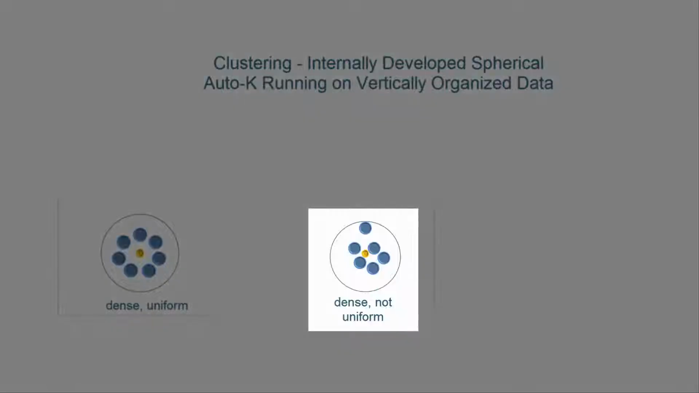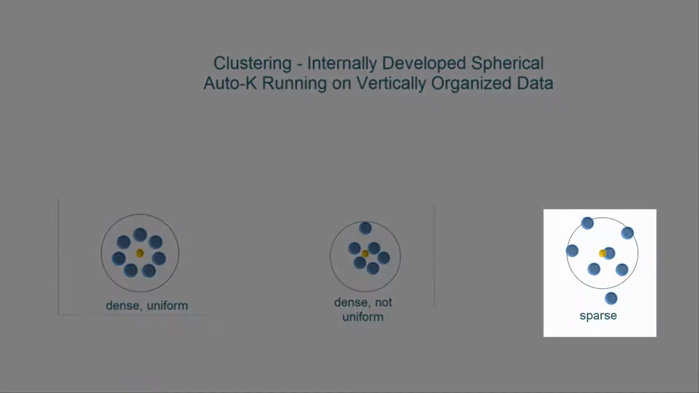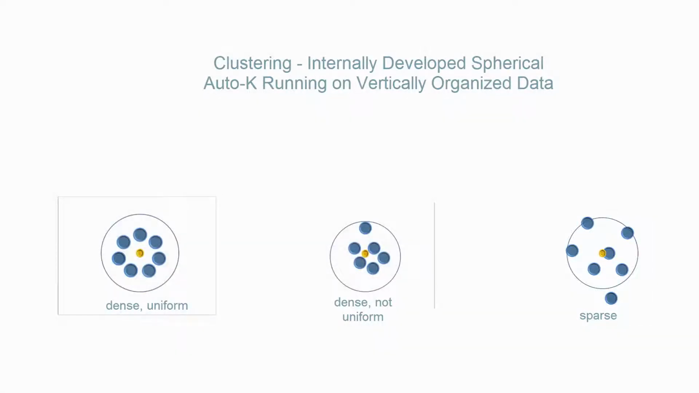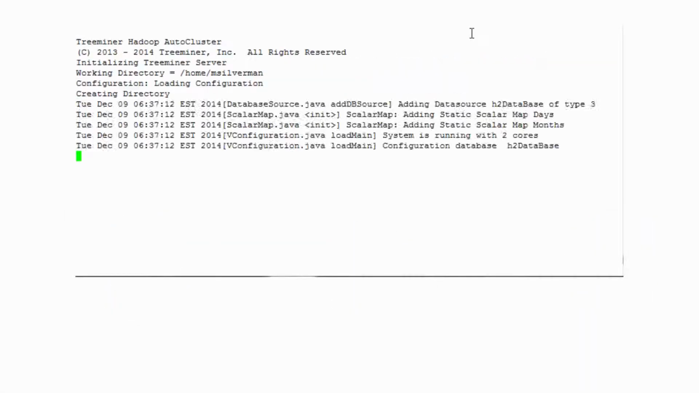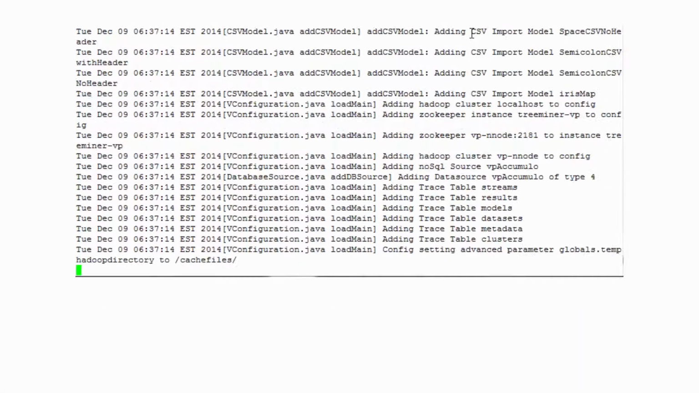Next, we see a cluster that is dense, but not uniform. This indicates a set of documents that are related, with a few documents related but maybe slightly off topic. Finally, we see a cluster that is not dense. This cluster will be further inspected to find subclusters within it. We launch the job.